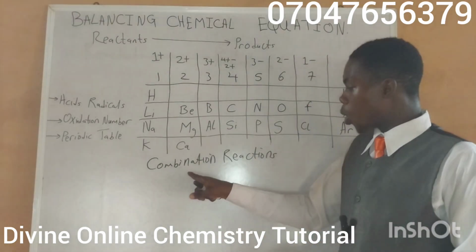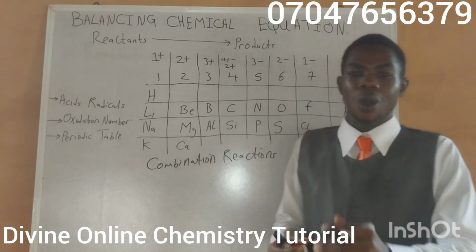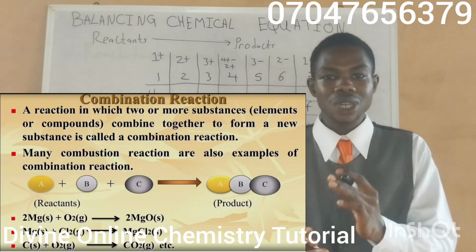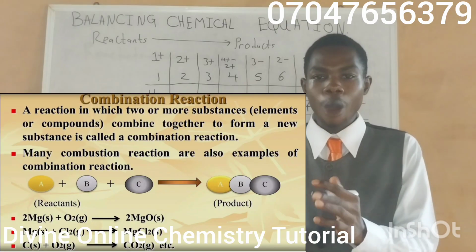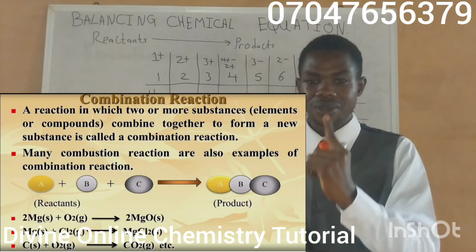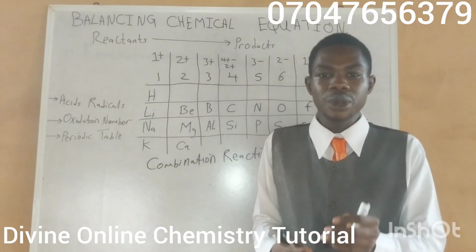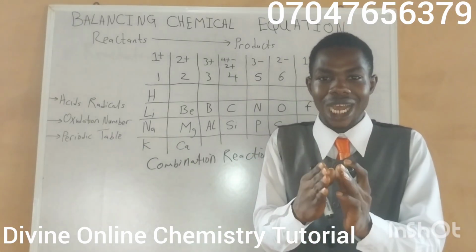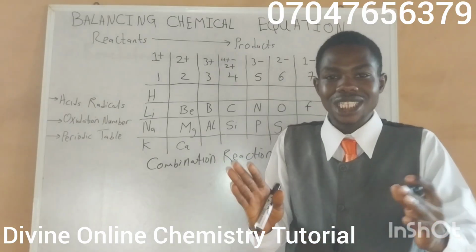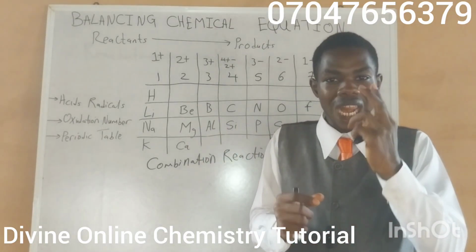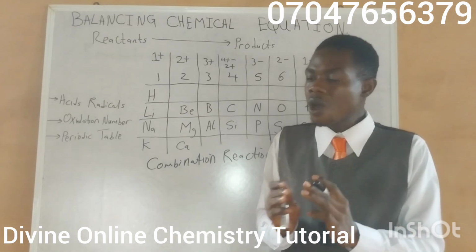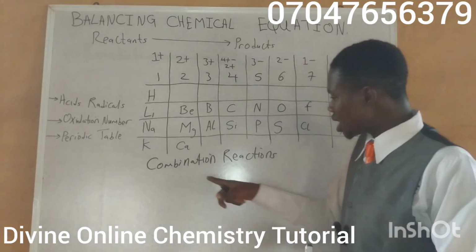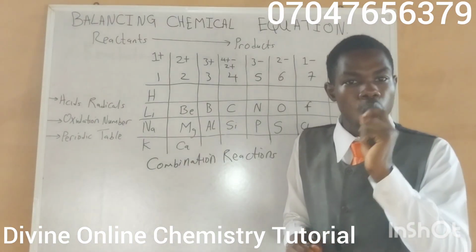Now, the first one is the combination reaction. What is a combination reaction? A combination reaction is the process whereby two or more elements or smaller compounds combine together to form just one single compound. As proposed by the collision theory, the reactants have to collide together. So two or more elements or smaller compounds combine together for the product to be formed. The product is just a single compound.